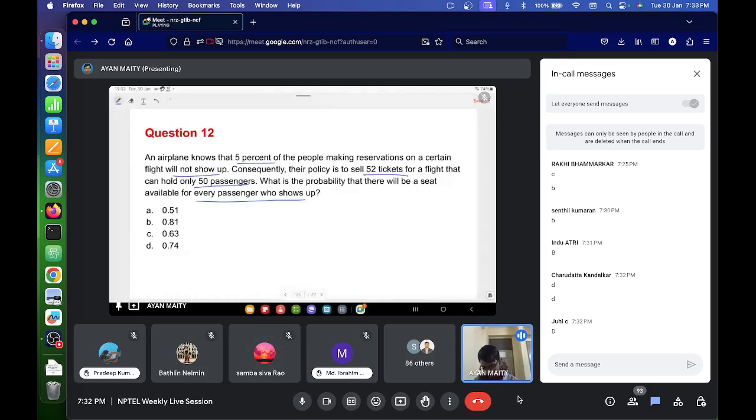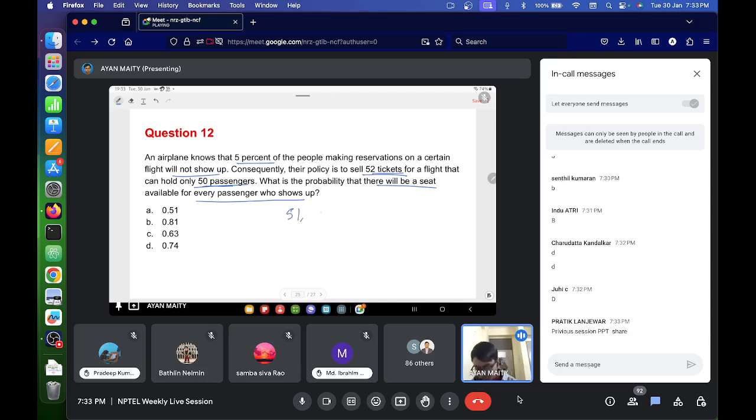So for this question, 52 tickets have been sold for 50 seats. So what is the probability that there will be a seat available for every passenger who shows up? If more than 50 passengers show up on the flight date, then at least one passenger will not get a seat. So what will be the probability that at least one passenger does not get a seat? It might happen if 51 passengers show up or 52 passengers show up. In that case, at least one passenger will not get a seat. So what is the probability of these two?